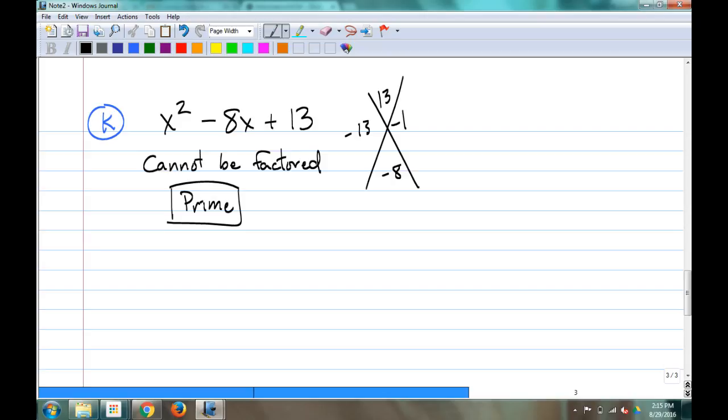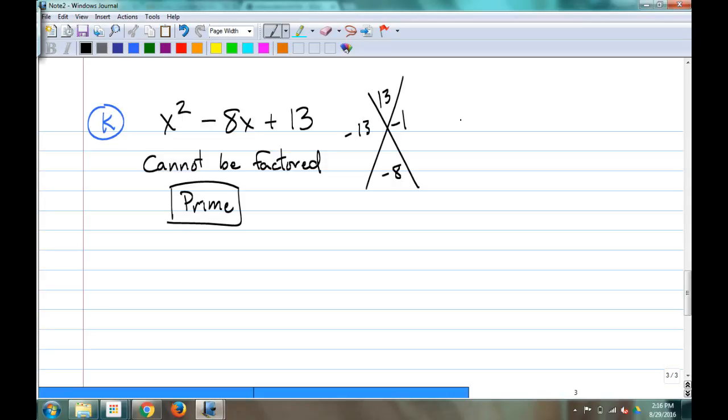That's how we decide that it's prime, because we couldn't get anything that multiplied to be 13 and added to be -8. We couldn't get anything to do that. So if it cannot be factored, I'll take that answer, or prime. Your book tends to use the words cannot be factored. Prime is maybe more college level, I guess. My college textbook uses prime, so that's why I use prime.